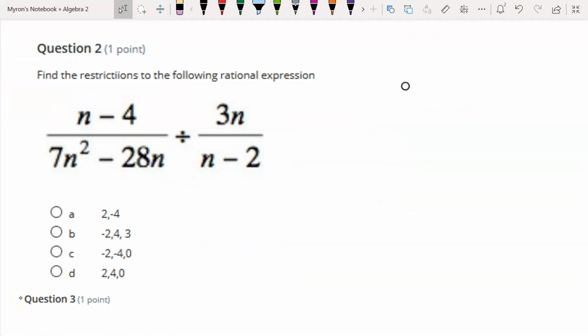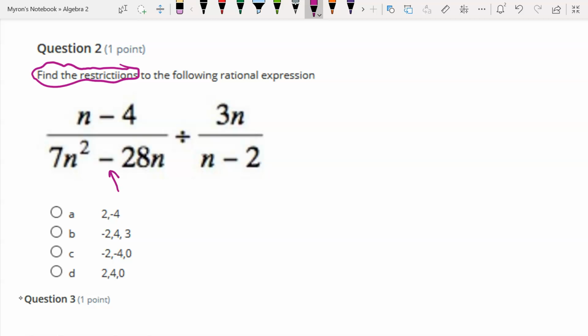So number 2 is dividing rationals, but you notice it doesn't want you to solve it. It just wants you to find the restrictions. And remember, the restrictions on a rational expression is the bottom cannot be 0. Whatever would cause the denominator to be 0 is a restriction.